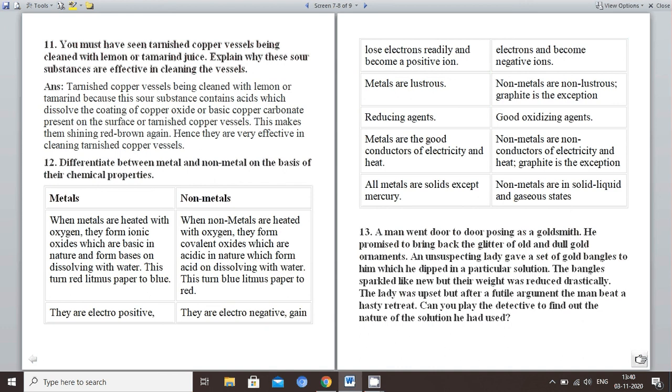Now the next question is question number 11. You must have seen tarnished copper vessels being cleaned with lemon or tamarind juice. Explain why these sour substances are effective in cleaning the vessels. बेसिकली हम कॉपर वेसल्स के ऊपर इमली का पानी या फिर लेमन जूस यूज़ करते हैं उनको क्लीन करने के लिए. रीज़न बेइंग जो कॉपर ऑक्साइड की लेयर है वो लेमन के साथ रिएक्ट कर जाती है एंड उसकी जो शाइननेस होती है उसको वापस रीगेन कराती है.